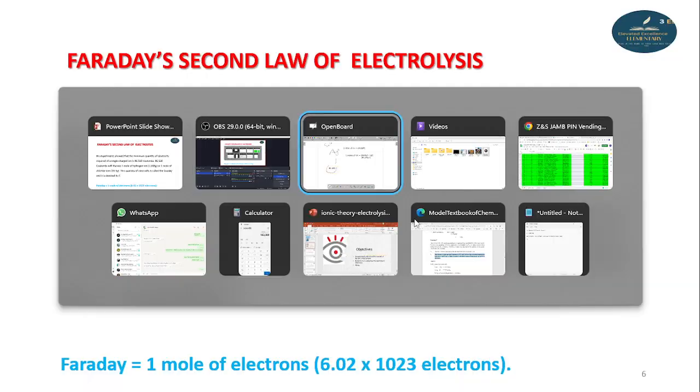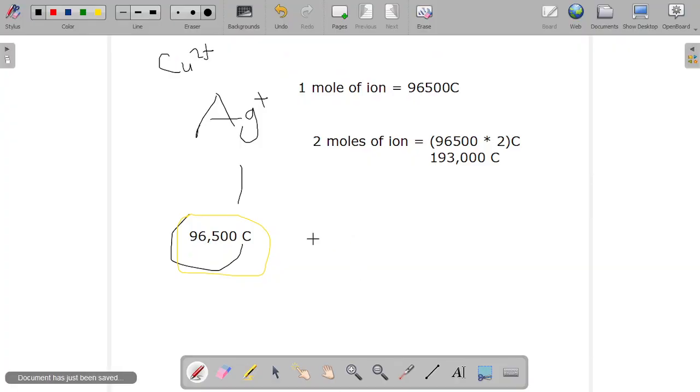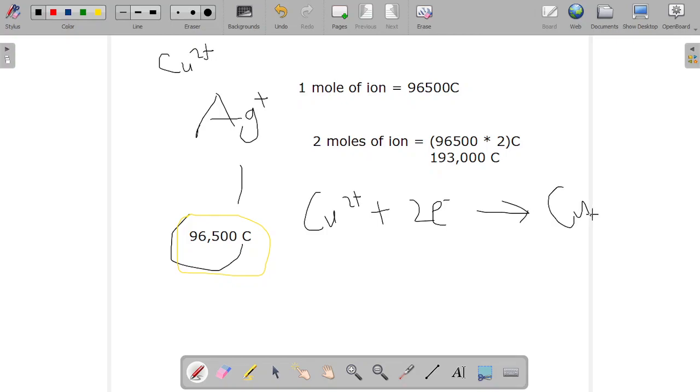So take for example, when the copper ion is discharged during electrolysis, we have Cu2+ gains 2 electrons, then liberates what? The copper solid.